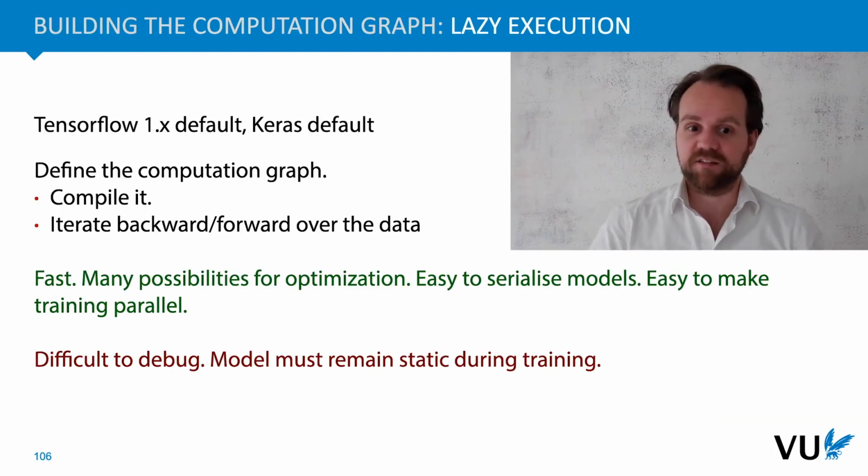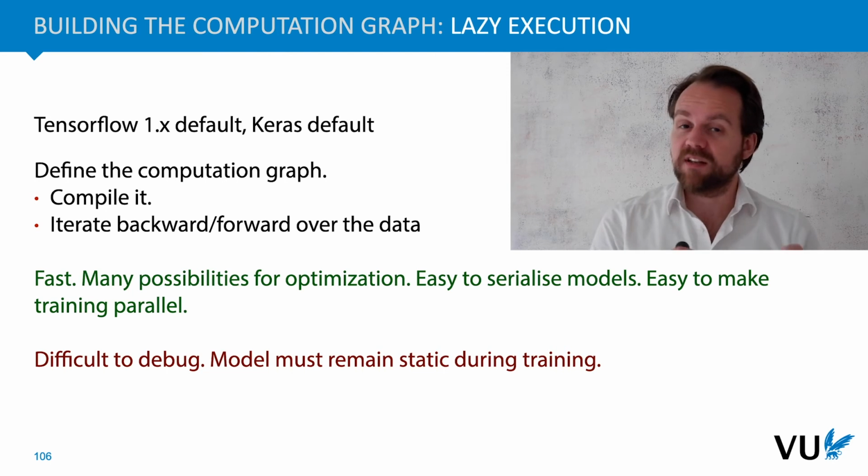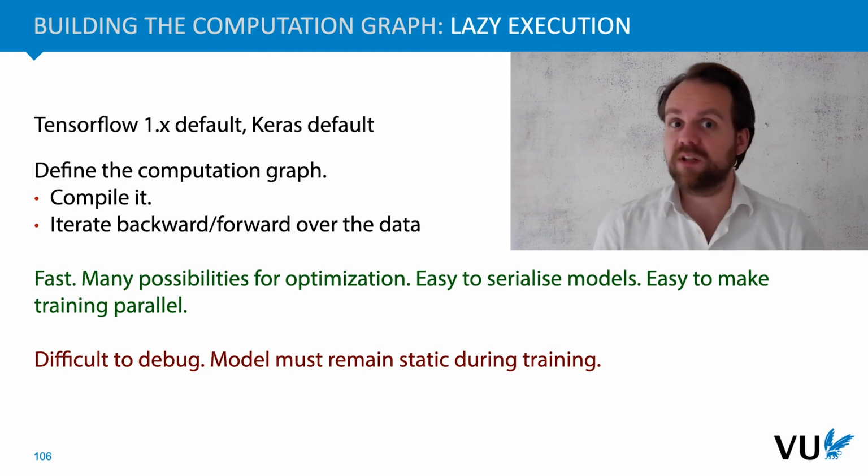So that's lazy execution. It was the default in TensorFlow 1.0 and it's still the default in Keras, a library that is built on top of TensorFlow. The basic idea is that you define your computation graph, you state explicitly this is what my model is, and then it's compiled and then the data is fed through.